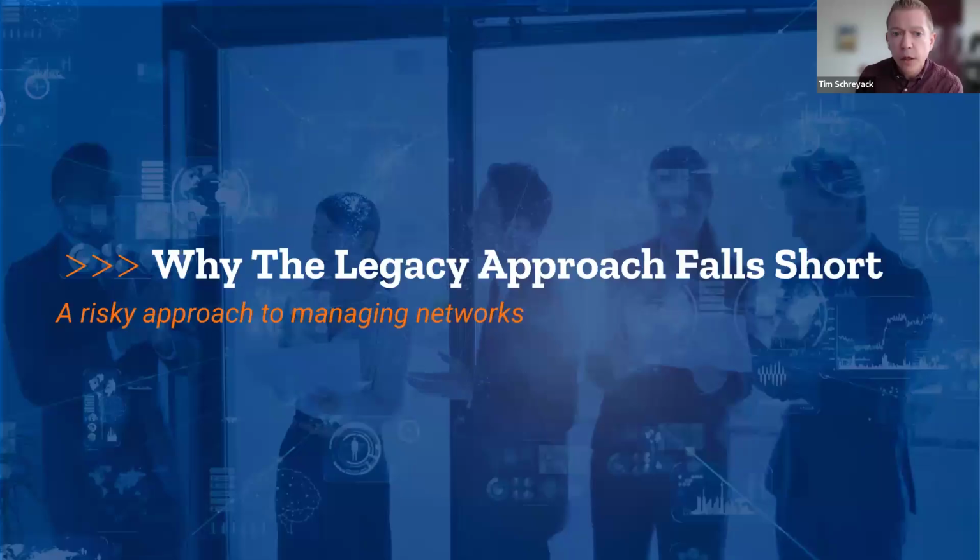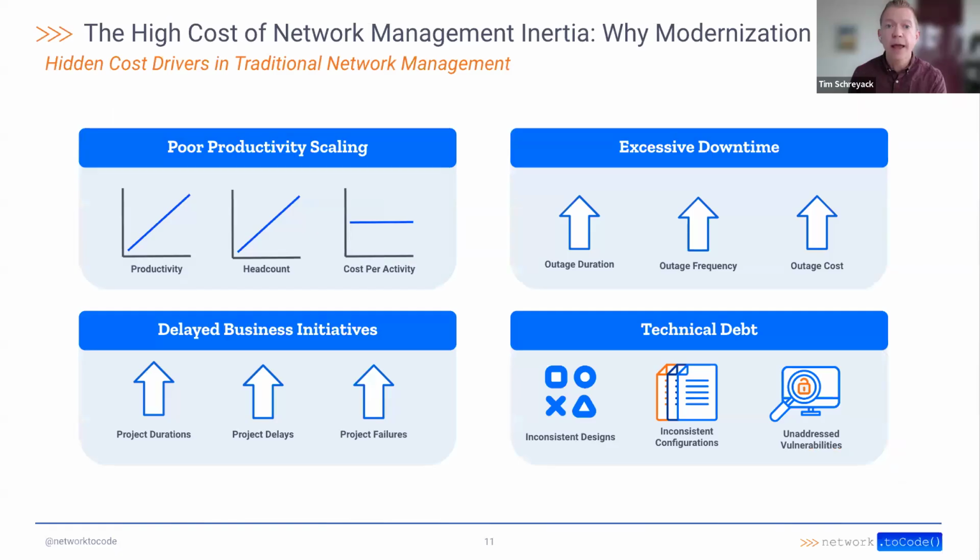Now, why does the legacy approach fall short? This is a really risky way to manage our networks. And these are things that we have dealt with over time as our networks have grown. First, we have the high cost of network management inertia. Essentially, there is actually a cost to doing nothing. And why does it matter that we should start to modernize and think about how we operate our networks? So we have four major pillars here under this idea of doing nothing actually having a cost to it. First, it's difficult to scale.